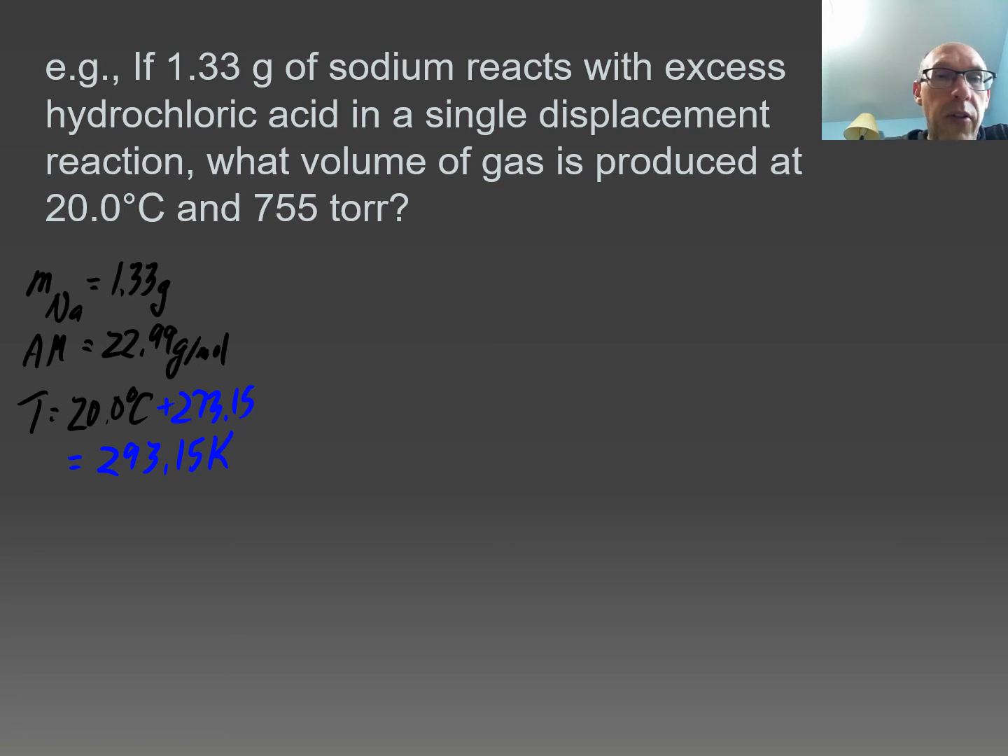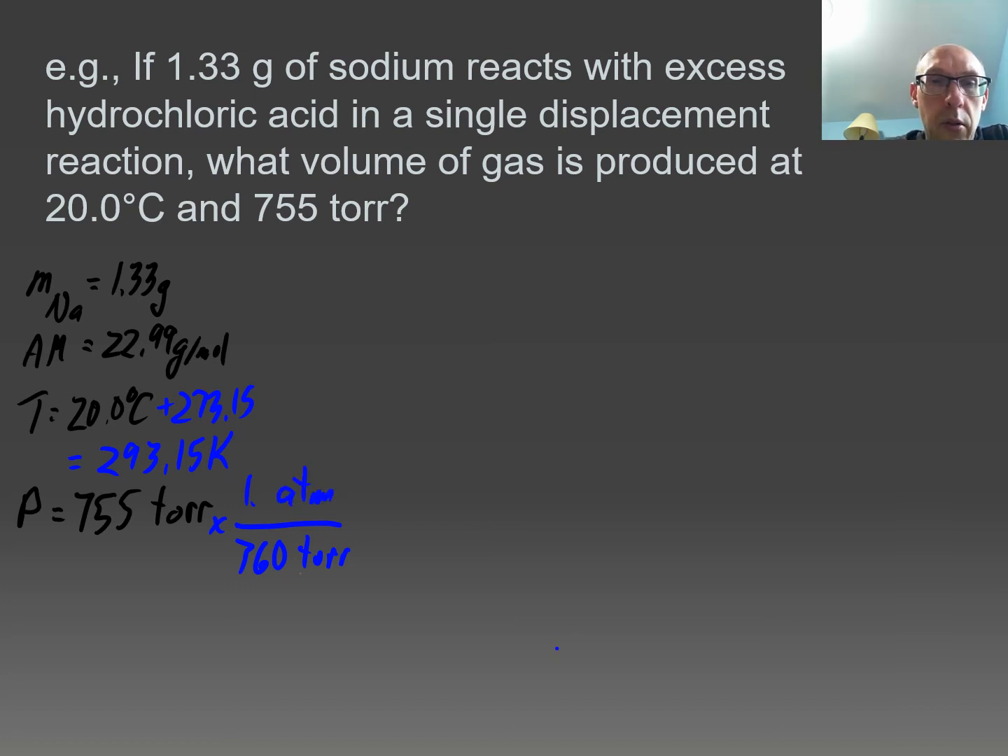And the last piece of information I've got is a pressure equal to 755 torr. And torr is not one of the units that I can work with for the ideal gas constant, so I know I'm going to convert this into kilopascals or atmospheres. I tend to like to work in atmospheres just because I'm just used to it. So I'm going to multiply by 760 torr in the denominator, because the numerator is exactly 1 atmosphere.